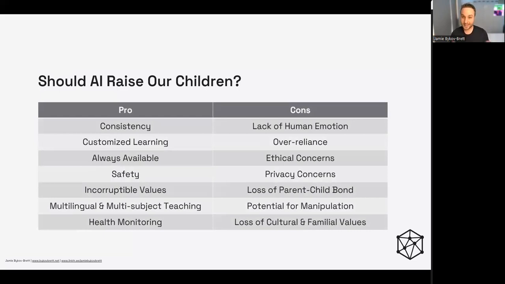And some of the cons being obviously a lack of human emotion, the over-reliance, so maybe leading to hindered social skills and emotional intelligence, ethical concerns, who decides what program the value's in and what potential biases are there, privacy concerns, this continuous data being collected, potential risk to children due to system errors or security breaches, that loss of parent-child bond, economic implications for the childcare sector and education sectors, and also the potential for manipulations without stringent regulations to be able to make sure that there isn't a risk of manipulation or indoctrination, and that loss of cultural and family values.